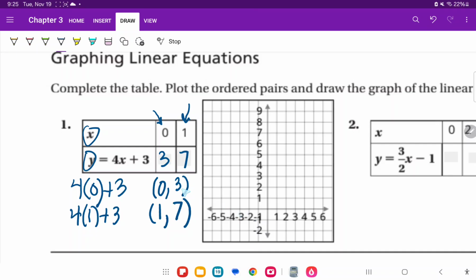So (0, 3) means we don't go left or right, but we go up to 3, like this right here. Okay? And then for the next one, we go right 1 and up to 7 right there. So right 1, up 7. So then when we plot that line, let me see if I can do a better job. It's going to look something like that, and we need to extend it down that way. Okay?